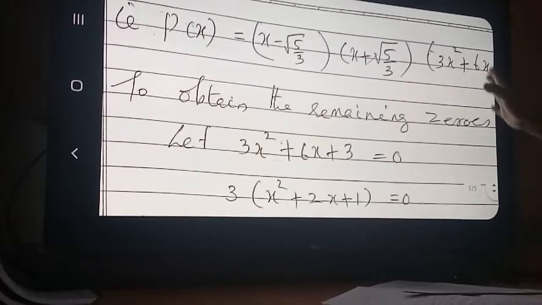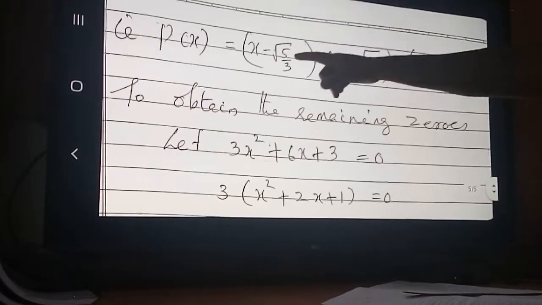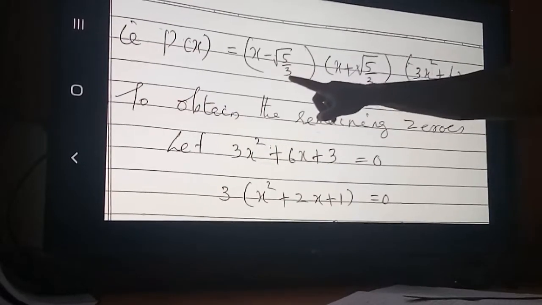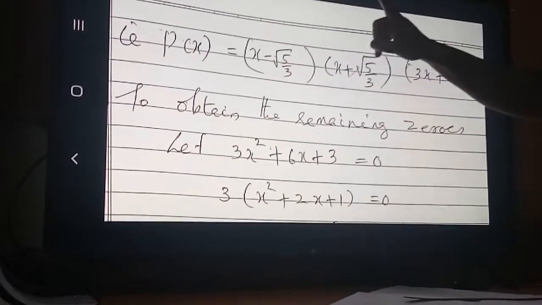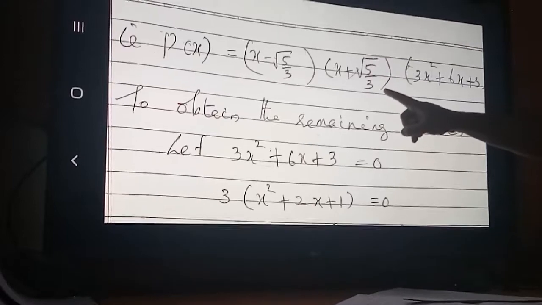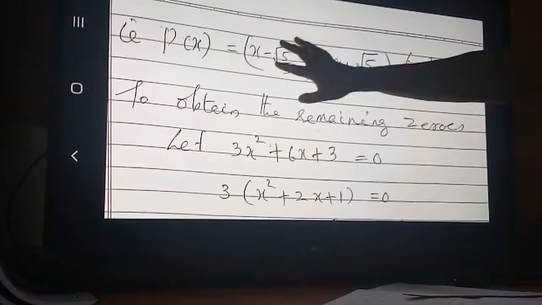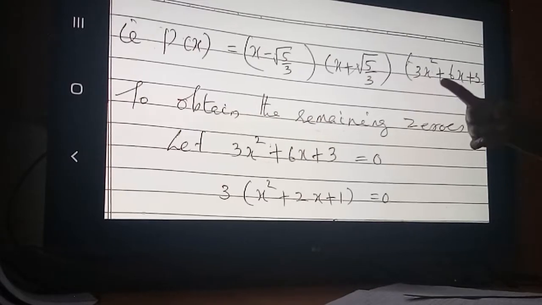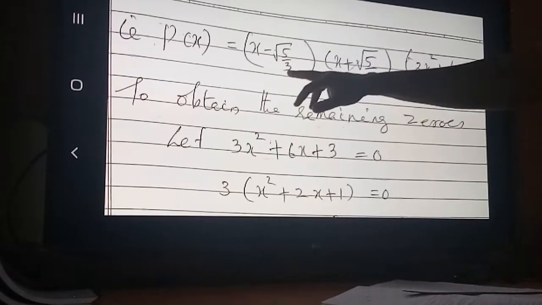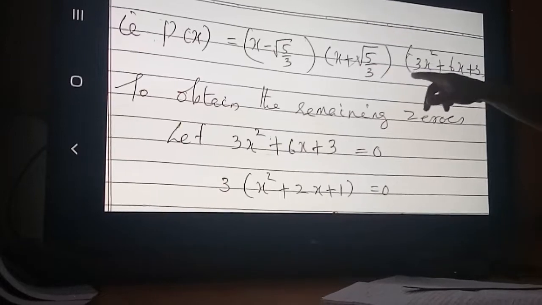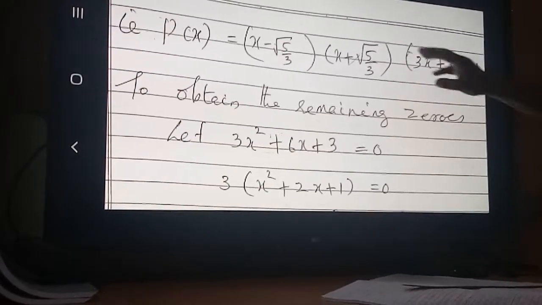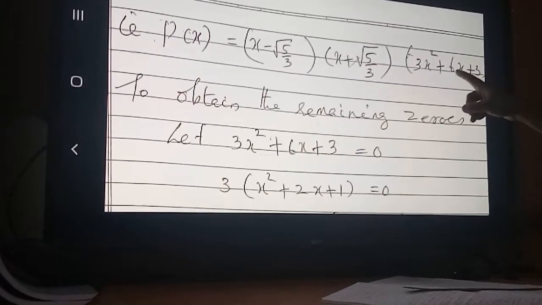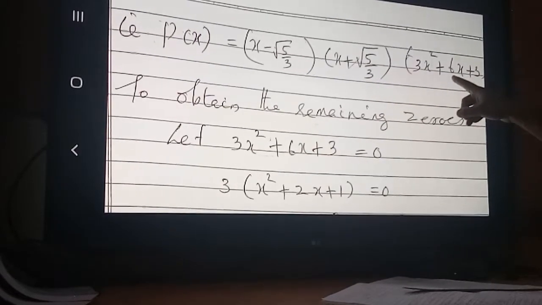Now, you see. After division, two factors are there. Which are the two factors? X minus root 5 by 3 and x plus root 5 by 3 are the two factors. After removing these factors, you got the other factor. So the given polynomial p(x) is the product of these factors and the remaining factor. The zeros of those factors you already know. You want to find out the zeros of this factor.